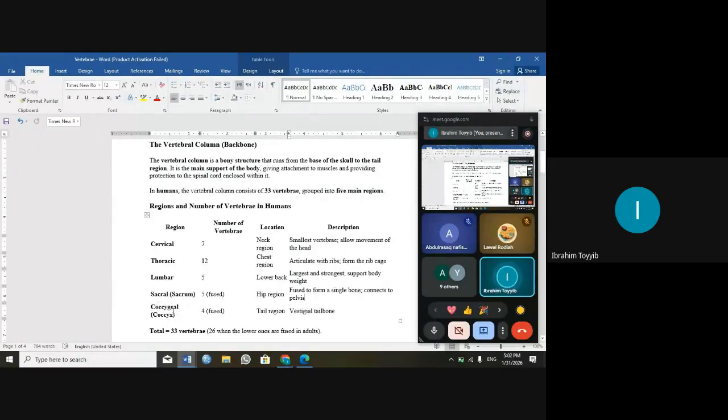We also have the coccyx, or coccygeal. It is the tail region, the vestigial tailbone. Anything called vestigial, you can say vestigial organ or rudimentary organ. They are organs that do not have function in humans or animals. Like that coccyx, tailbone, it's not functioning. Also the appendix in the digestive system is not performing any function. So those are some of the vestigial organs.